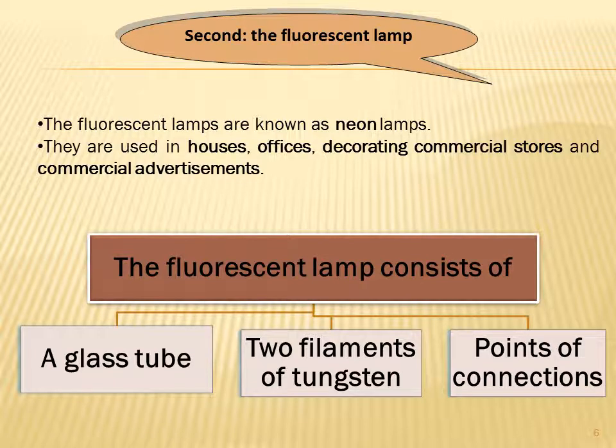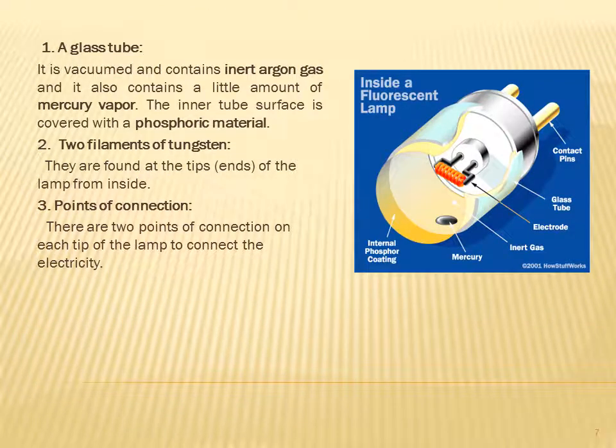What does a fluorescent lamp consist of? The fluorescent lamp consists of three main parts, just like the light bulb. What are these three main parts? First part is a glass tube. Number two, two filaments of tungsten. Number three, points of connection. Let's look at each part in detail.